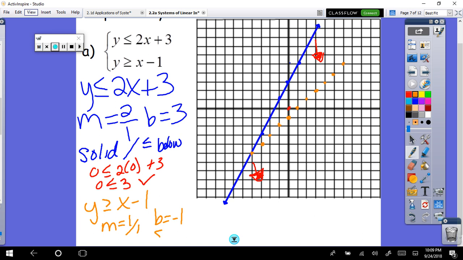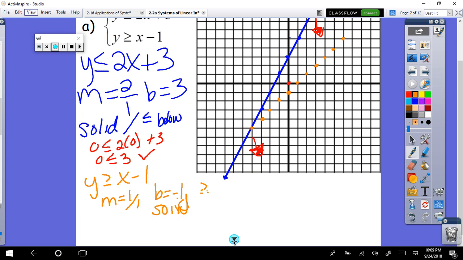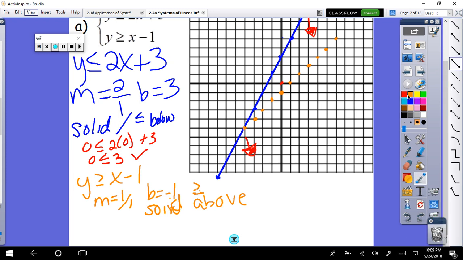This one also has a solid line when we are graphing it because it's greater than or equal to. The greater than or equal to does also tell me that since y is greater than or equal to that line, we should be shading above. Again, we'll test a point just to make sure. So I'm going to make that line orange. It's a solid line.